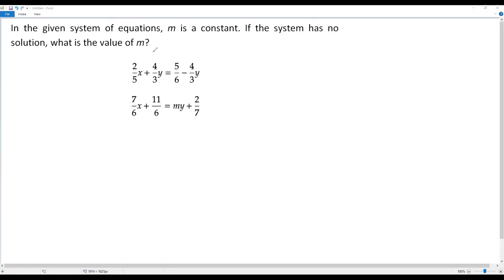Here we have a SAT math problem. Okay, let's cover the question. In the given system of equations, m is a constant. If the system has no solution, what is the value of m?